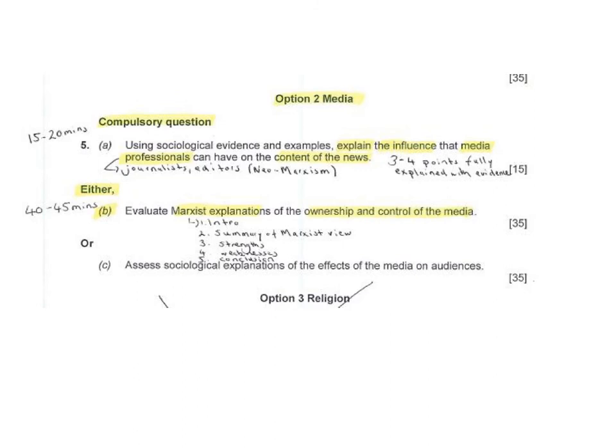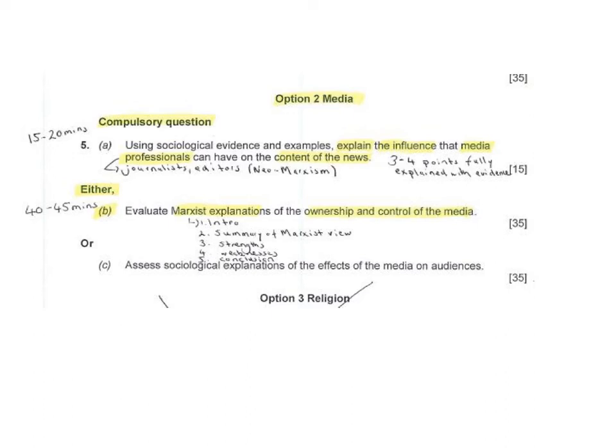So option 2 on the media is laid out in a similar way to the youth culture questions, and the advice on time management would be the same. I would be thinking that I need to spend 15 to 20 minutes on the 15 marker and then 40 to 45 minutes on the 35 marker, and once again there is a choice here. So I only do one of the 35-mark questions, but I have to do this 15-mark question.